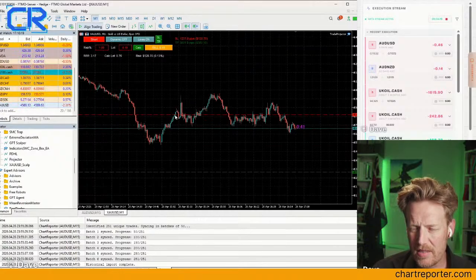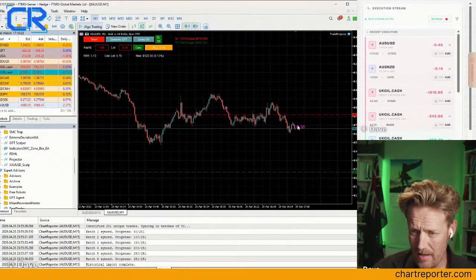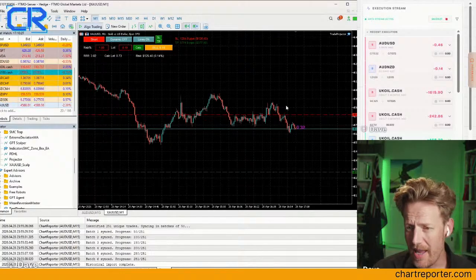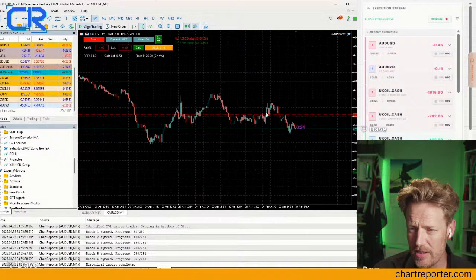This is ranging. It's not looking like it's doing much at all. If I was going to enter here, this is on M1 chart. What is it doing? What's the structure happening here on this chart? It's ranged. It tried to break up. It failed. It came back down. It failed there. It's come down.